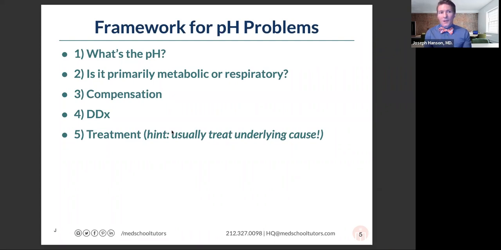So to recap, look at the pH value, 7.4. Look at the CO2 value, 40. Look at the bicarbonate value, 24. See what direction they're going, see which ones align, and then from there, start to make your diagnosis.